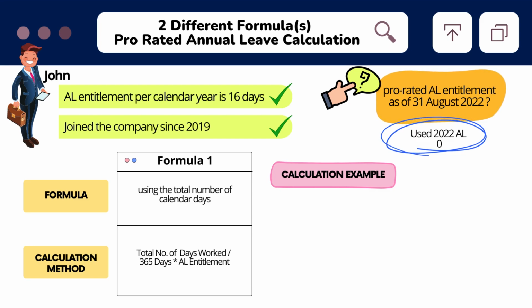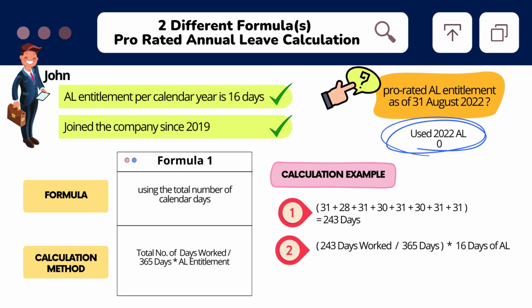The calculation using formula number 1 will be, firstly, you need to add up all the days of the months that John has worked: January plus February plus March plus April plus May plus June plus July plus August, so the total number of days of worked months is 243 days. 243 days divided by 365 calendar days, times 16 days of annual leave entitlement. His prorated annual leave entitlement as of August 31, 2022 is 10.5 days.